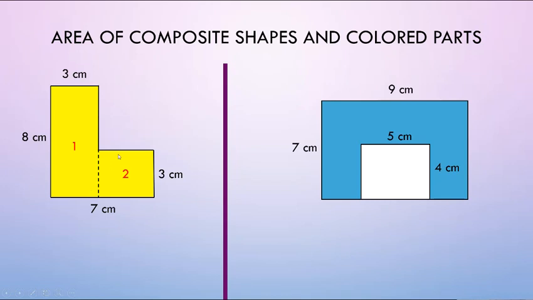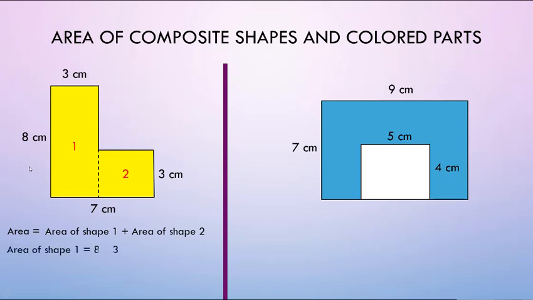So now, to find the area of this whole shape, we can find the area of the first quadrilateral, after that the area of the second quadrilateral, and those areas we can add together. So the area of this shape is area of shape 1 plus area of shape 2. So let's find the area of shape 1. Shape 1 is a rectangle. To find the area, we need to multiply length times width. So we have length 3 centimeters and width 8 centimeters.